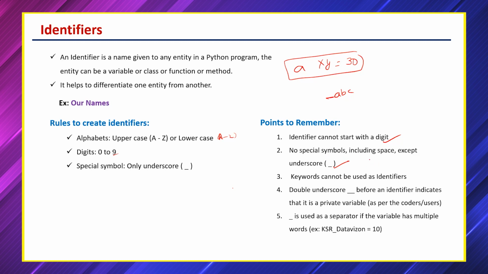Remember the 35 keywords. Keywords cannot be used as identifiers. A double underscore indicates a private variable. You cannot use it anywhere. We will discuss what a variable is in detail.